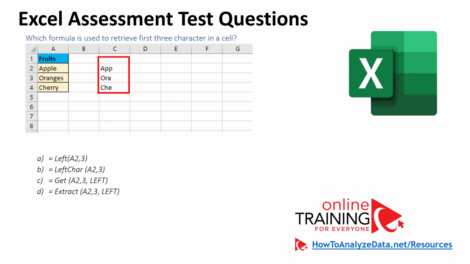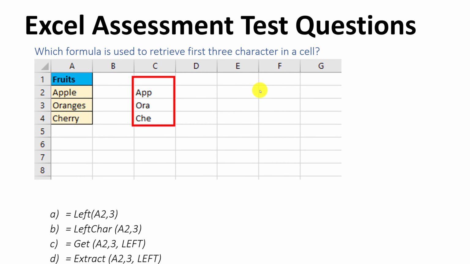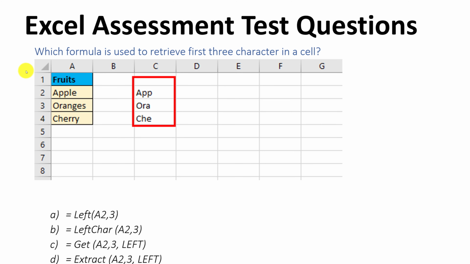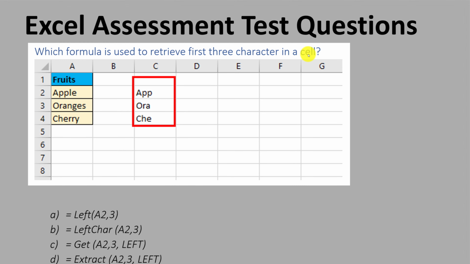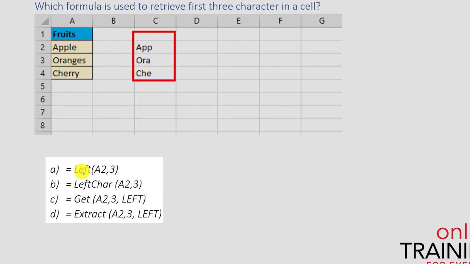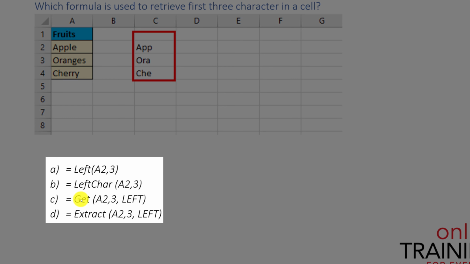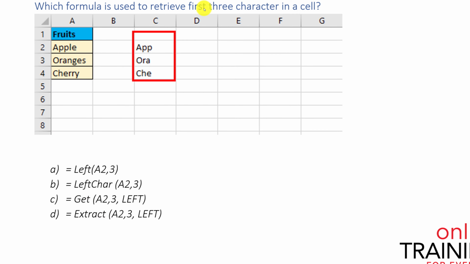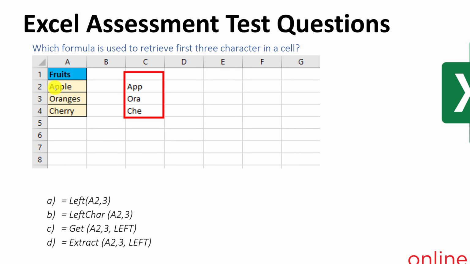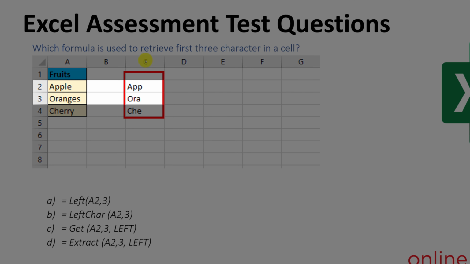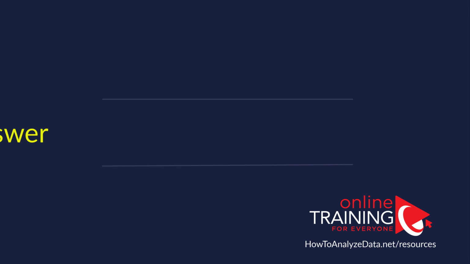Very frequently, you're being tested on your knowledge of Excel formulas. And this is one of those questions, where you will be asked which formula is used to retrieve the first 3 characters in a cell. And you're given 4 different choices: left, left char, get, and extract. So what does it mean, first 3 characters in a cell? It means that it's probably going to be on the left side. So for a sample of apple, you see in column C, where the values are highlighted, the first 3 characters would represent APP. For oranges, it would be ORA. So what do you think is the right choice here?